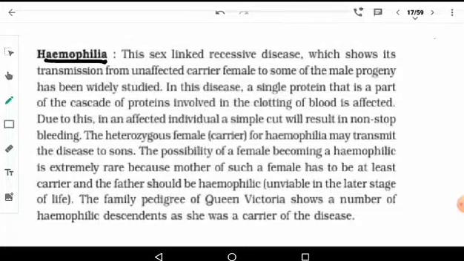The first one is hemophilia. Now, what you need to know about every disease: we have to know whether it is autosomal recessive, autosomal dominant, sex-linked recessive or sex-linked dominant. This is the first important point. The second important point is the inheritance pattern of that particular disease, and the third is the symptoms of that disease. These are the three things that we are supposed to know.